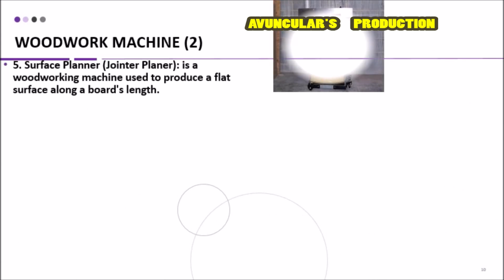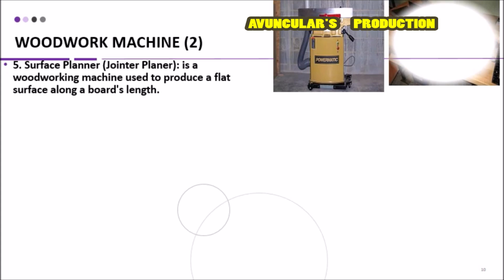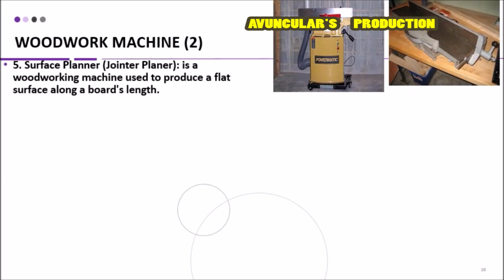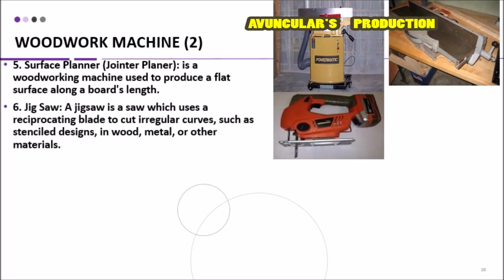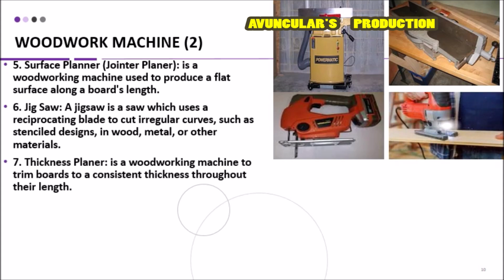Number 5, surface planer or jointer planer is a woodworking machine used to produce a flat surface along a board's length. Number 6, jigsaw. A jigsaw is a saw which uses a reciprocating blade to cut irregular curves such as stenciled design in wood, metal, or other materials. Number 7, thickness planer is a woodworking machine to trim boards to a consistent thickness throughout their length. Number 8 is a sander.